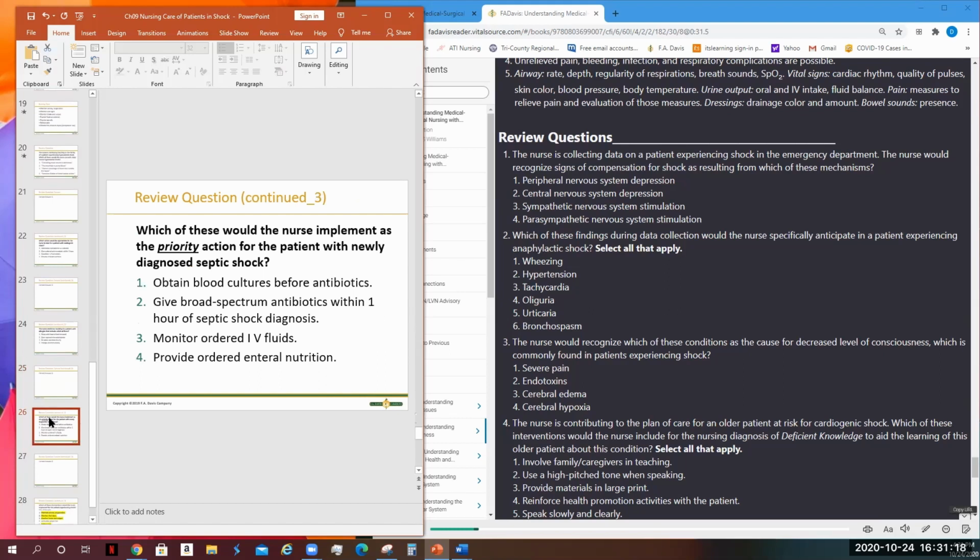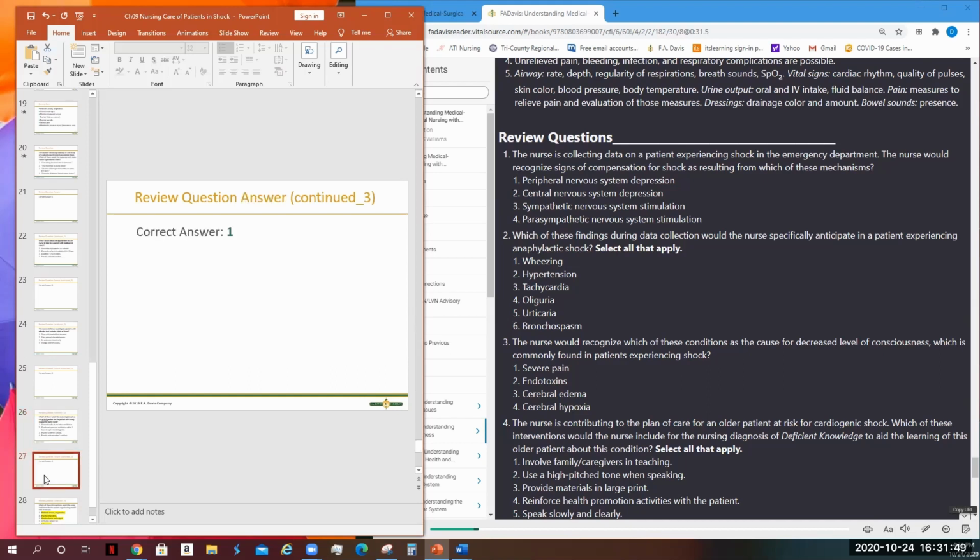Which of these would the nurse implement as the priority action for the patient with newly diagnosed septic shock? 1, obtain blood cultures before antibiotics. 2, give broad spectrum antibiotics within 1 hour of septic shock diagnosis. 3, monitor ordered IV fluids. And 4, provide ordered enteral nutrition. And in this case, the answer is 1, to obtain blood cultures before administering antibiotics.